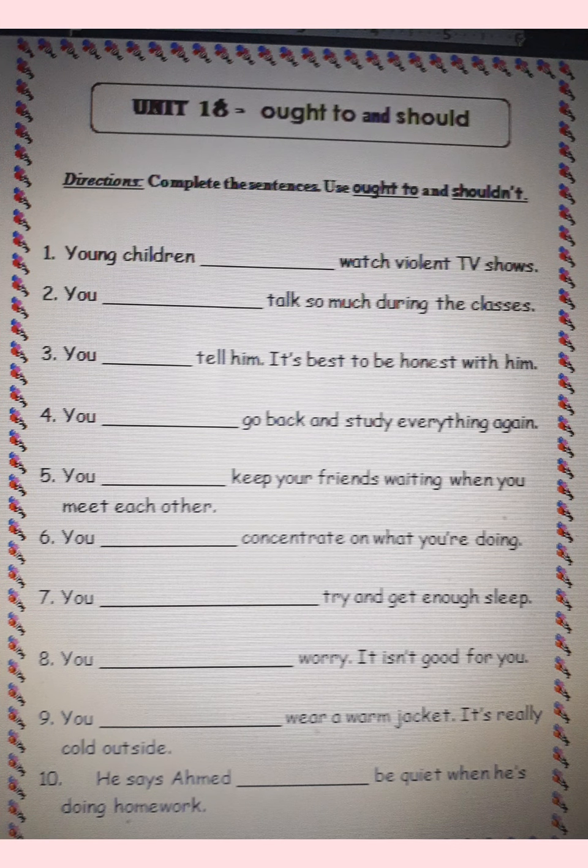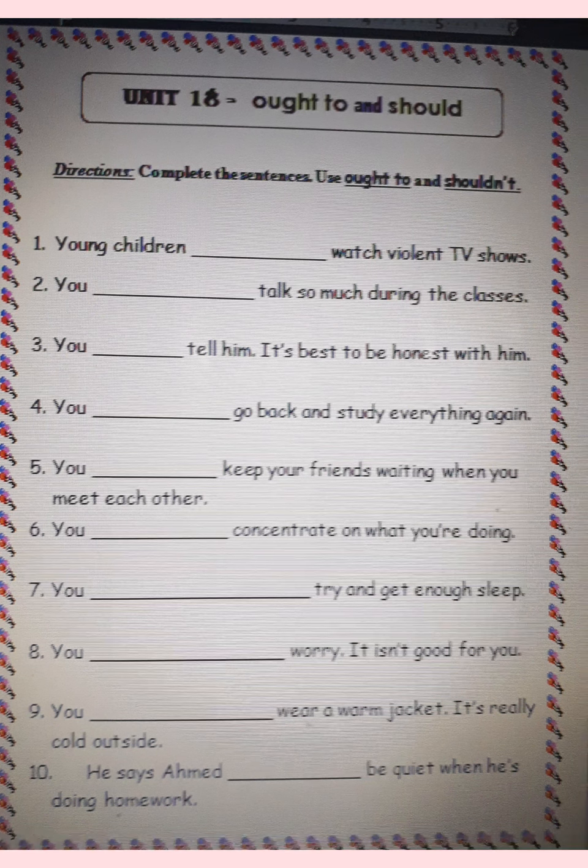Directions. Complete the sentences. Use ought to and shouldn't. Number 1. Young children shouldn't watch violent TV shows. Number 2. You shouldn't talk so much during the classes. Number 3. You ought to tell him it's best to be honest with him. Number 4. You ought to go back and study everything again. Number 5. You shouldn't keep your friends waiting when you meet each other.